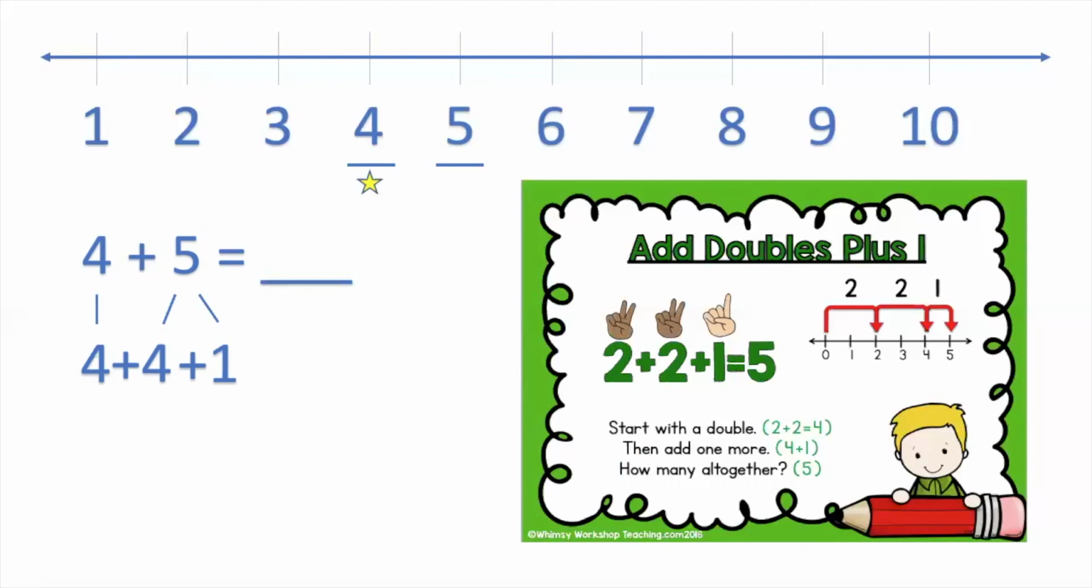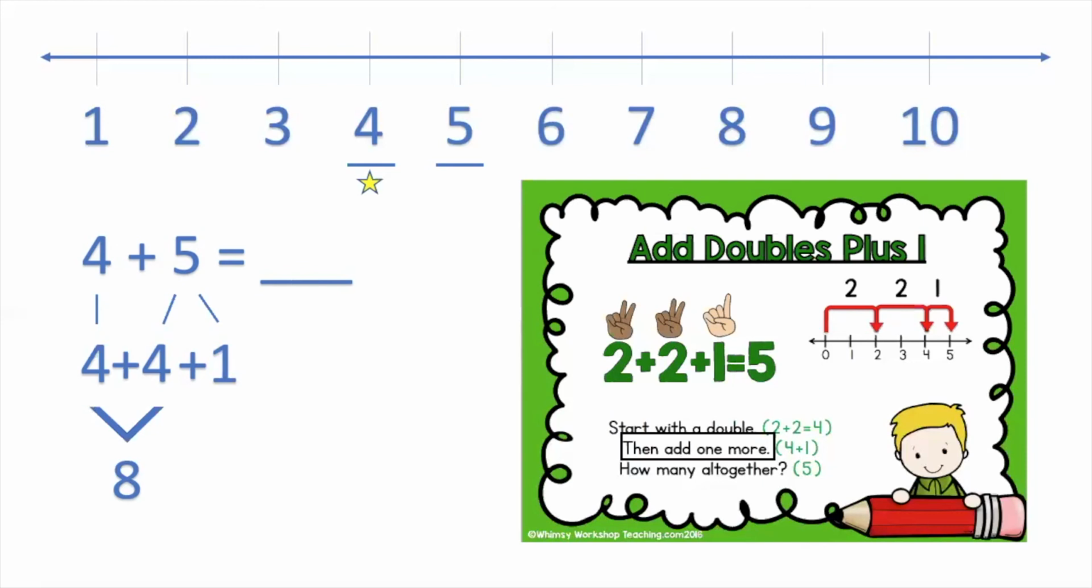Now we use the strategy add doubles plus 1. Do you remember the first step? Yes, start with a double. What is our double? Our double is 4 plus 4. What does 4 plus 4 equal? That's right, 8. What's our second step?